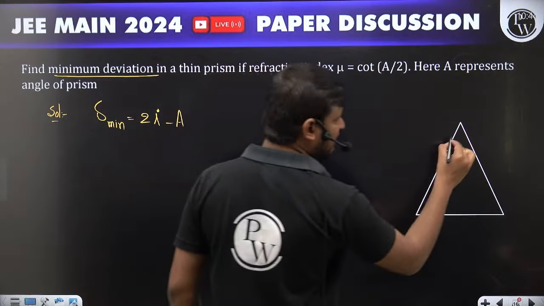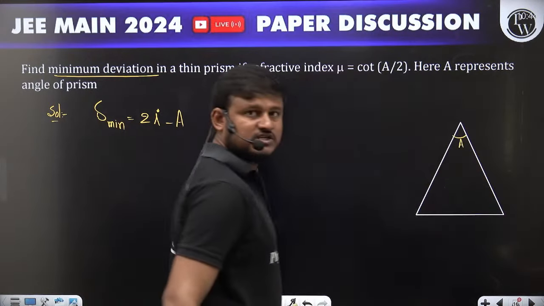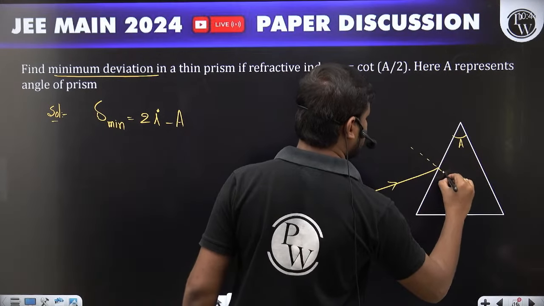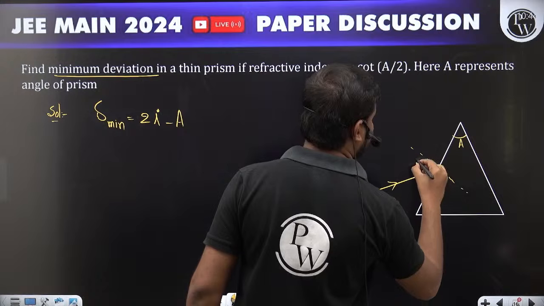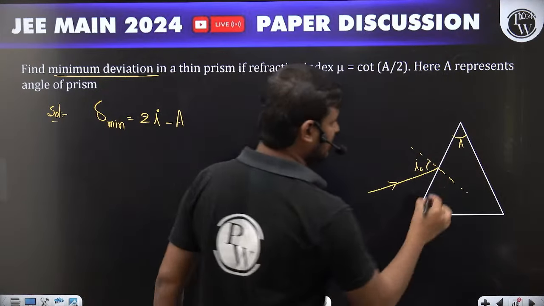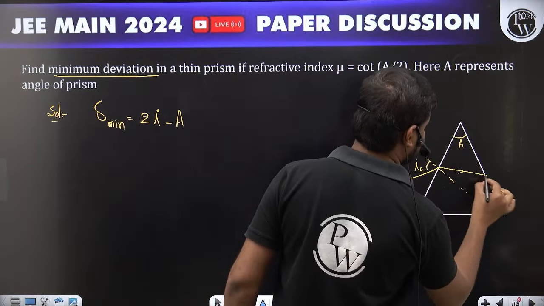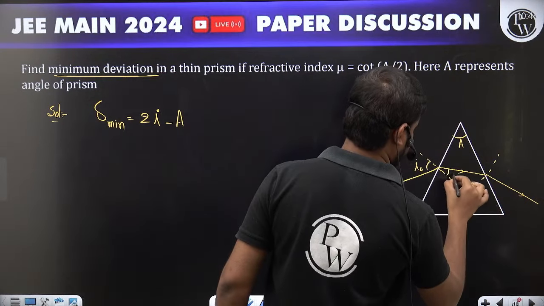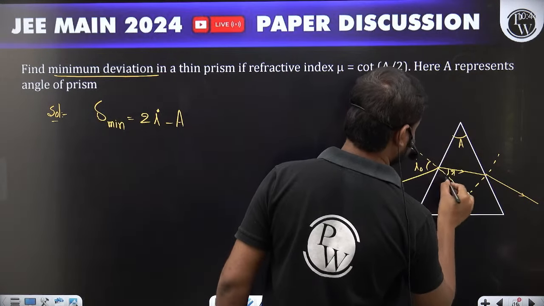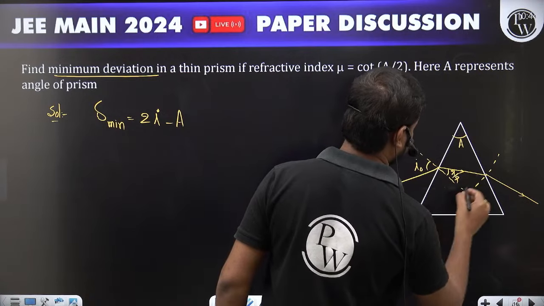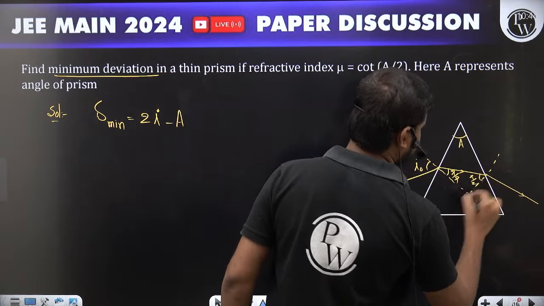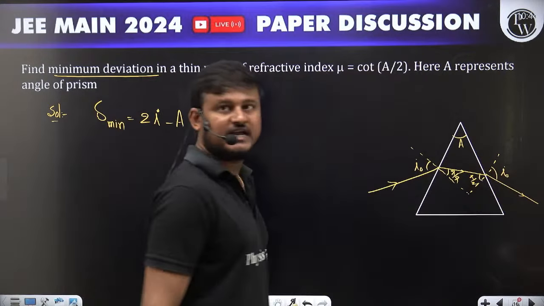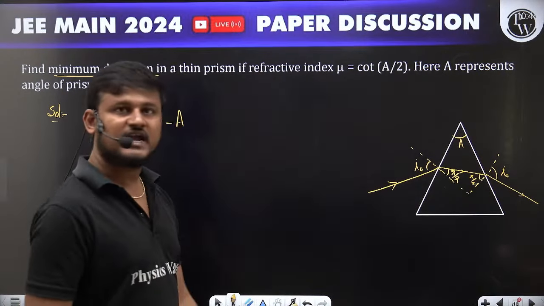So in the case of prism, this is the angle of prism, right? Now this is the incident ray for the perpendicular. So this is I naught incident. Then it refracts like this and then it refracts like this. So this is A by 2, right? This is A by 2. This is the angle of emergence, which is again I naught. Angle of incidence will be equal to angle of emergence.